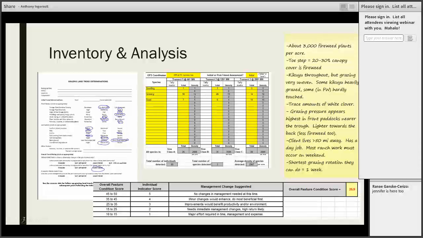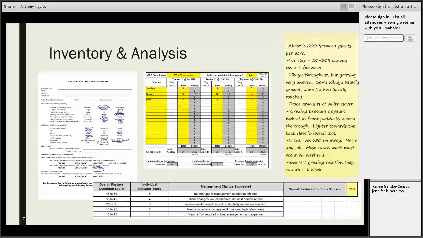We find that we can only find real traces of white clover, and it's probably because it's shaded out with the thick mat or being grazed such that when we go out there we can't even find it. Grazing pressure appears to be highest in the front part of the pasture, nearest the trough, and it appears to get lighter as we go towards the back. And we also notice there seems to be a little bit less fireweed back there.